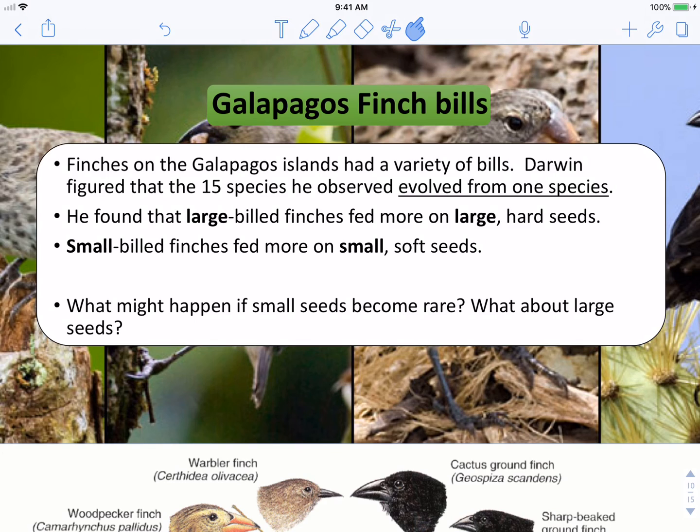The birds, on the other hand, had 15 different species. There were birds that had beaks of different sizes. There was a large billed finch, and they could get these harder seeds that were bigger and harder to bite. Small billed finches could get in those tiny little holes for their food, and they were better off with the soft seeds.